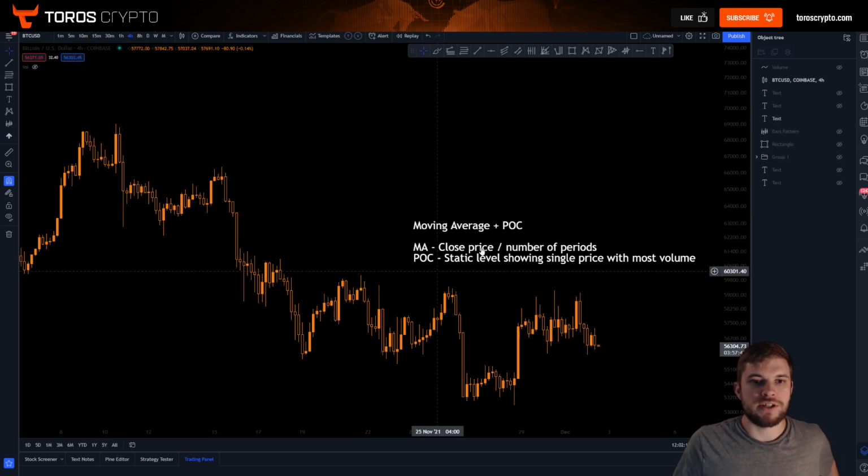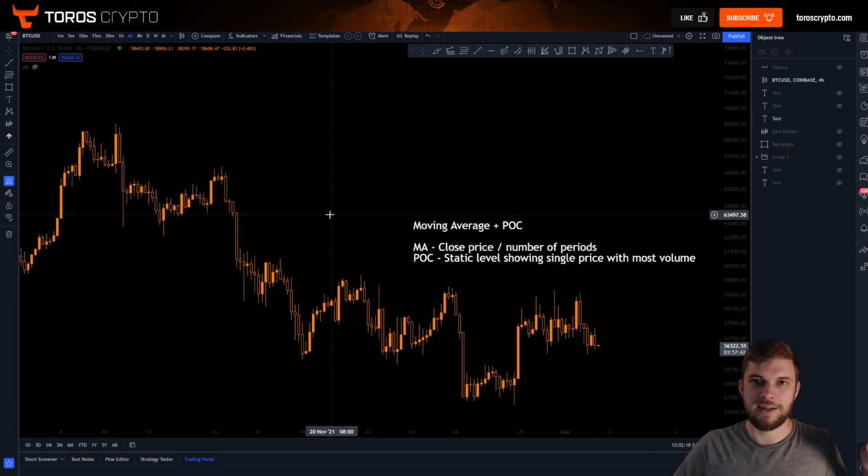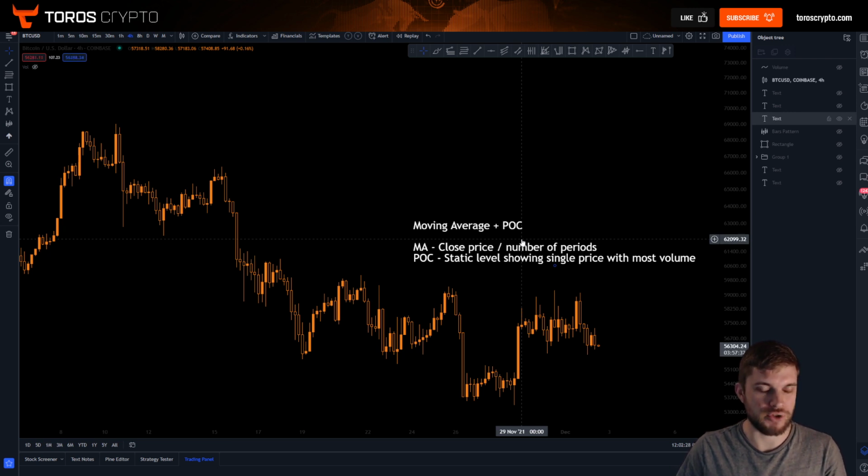Okay, next point. The way that I like to look at this, and just a very easy way of understanding it, is that your VWAP is basically like a cross between a moving average and a point of control.